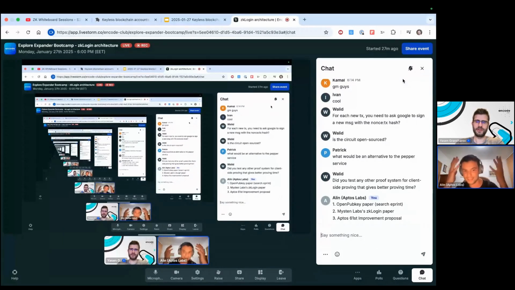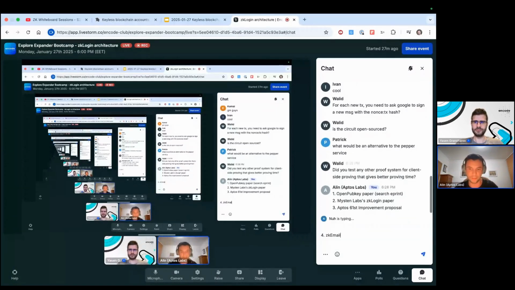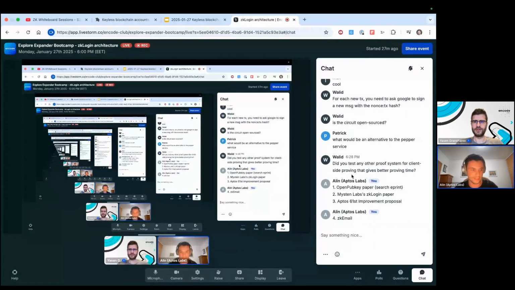Now, ZK identity is, again, kind of a buzzword. It's kind of hard for me to know what you mean there. I would also look at anything having to do with ZK email. I think that's also a very exciting line of work. There's, I don't know, other people can weigh in.